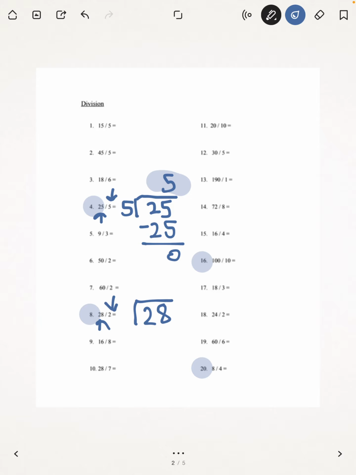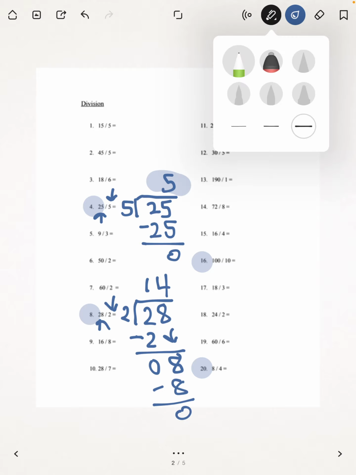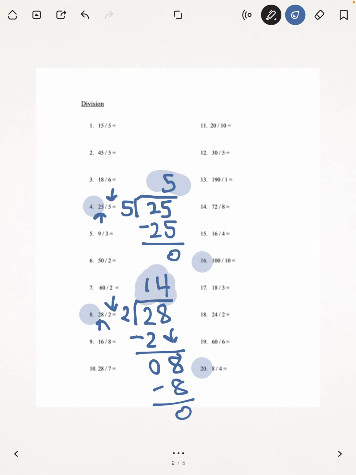and the answer we get is 0. Next, we have 28 divided by 2. The same format. We're going to draw our half box and put the first number on the inside and the second number on the outside. 2 goes into 2 one time, because 2 times 1 is 2. We subtract. Bring down the 8. 2 goes into 8 4 times, because 4 times 2 is 8. We subtract. We get 0, and our answer is 14.